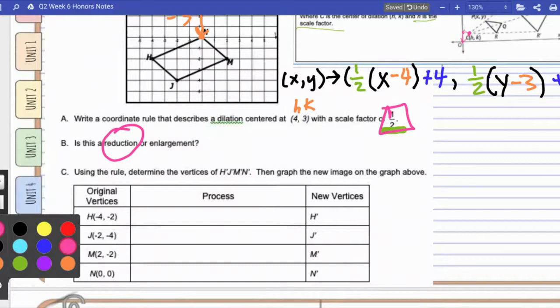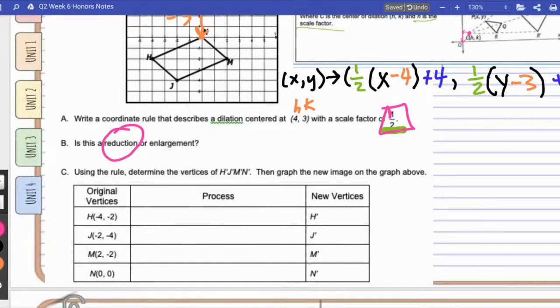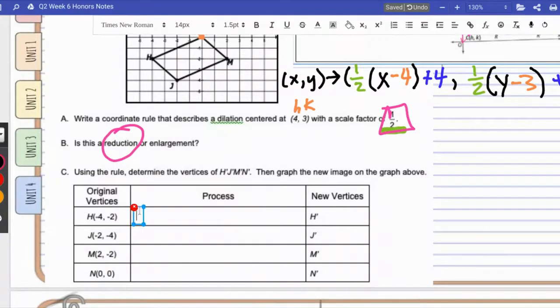So if we take this rule and we apply it down here, for the x value, we're going to do 1/2 times, what's the x in my coordinate notation? That's -4. I'm going to subtract 4 from that according to my rule, and then I'm going to add 4 to my answer. To get the y values, I'm going to do 1/2. My y value is now -2. I'm going to subtract 3 from that, and then add 3 to my answer when I'm done.